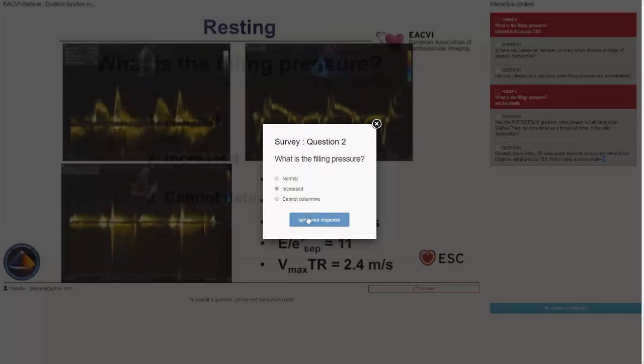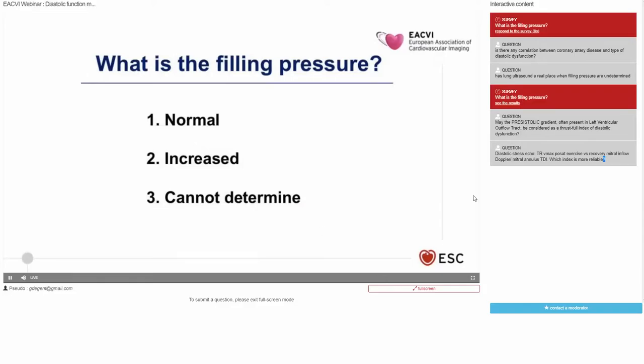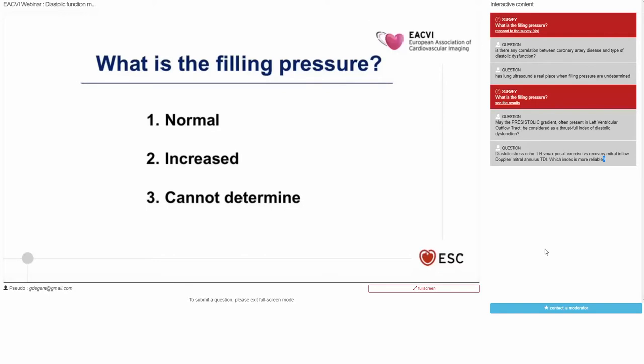So again, I'd like to ask you the same question. What is the filling pressure in this patient? One, normal, two, increased, and three, cannot determine. Again, you have 30 seconds, and then we may discuss the results and the way we have proceeded in this particular case.